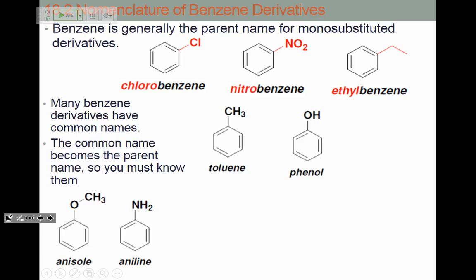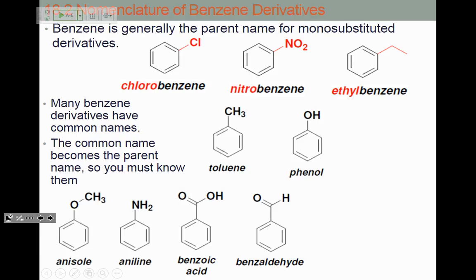Aniline is the benzene with an NH2 group directly attached. Again, that NH2 group has to be directly attached to the benzene. Benzoic acid is a benzene with a carboxylic acid directly attached. Benzaldehyde, I just talked about that one. It smells really nice. It smells like almonds because it is what makes almonds smell like almonds. So the aldehyde is directly attached.